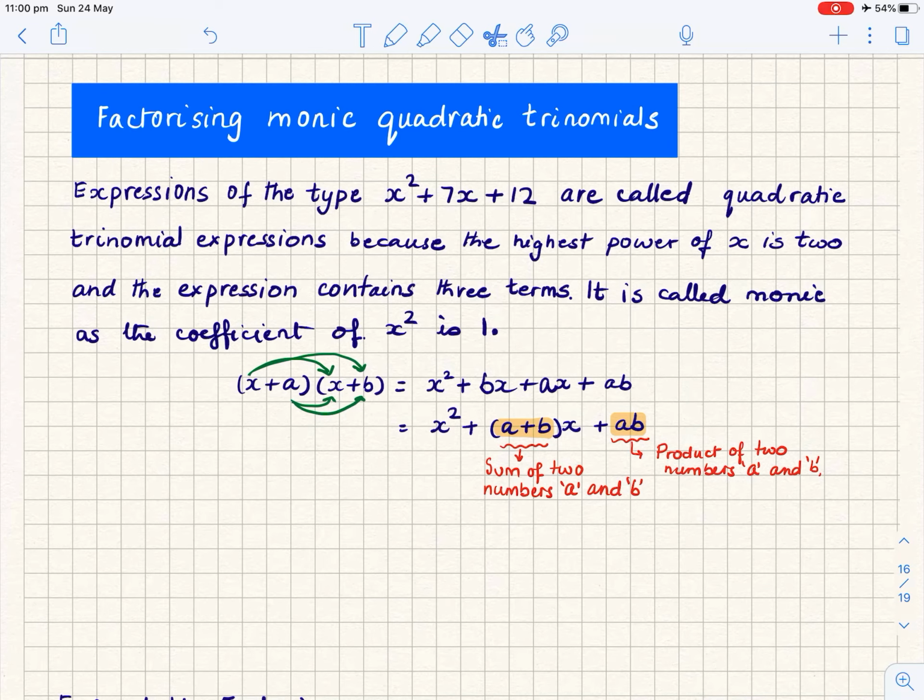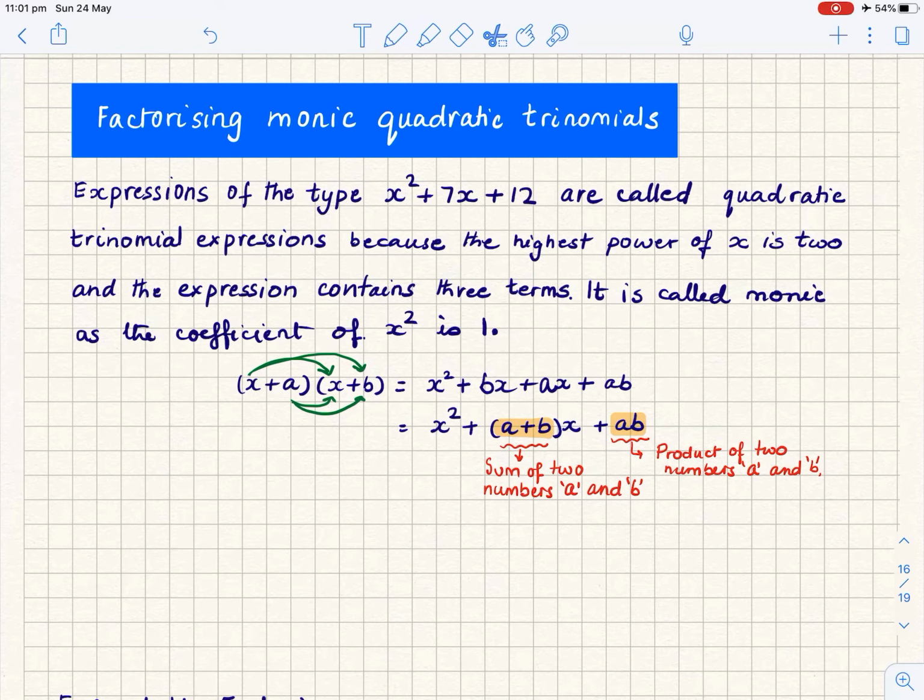Now, for example, x plus a times x plus b, which is a product of binomial expressions. And if you expand, which you have already learned how to do, you get x squared plus bx plus ax plus ab. And if you combine the middle terms, you get x squared plus (a plus b) x plus ab. So you can see a plus b is the sum of the two numbers a and b, and ab is the product of the two numbers a and b.